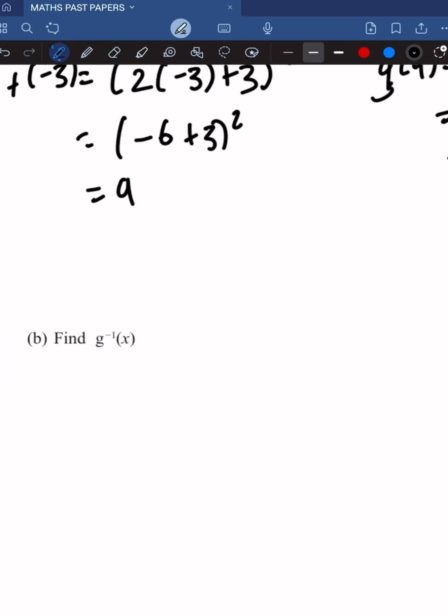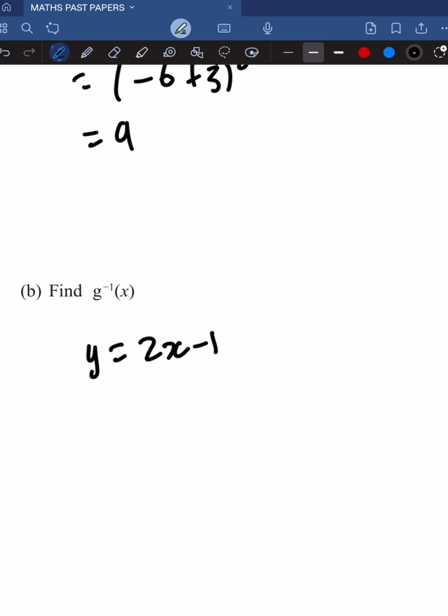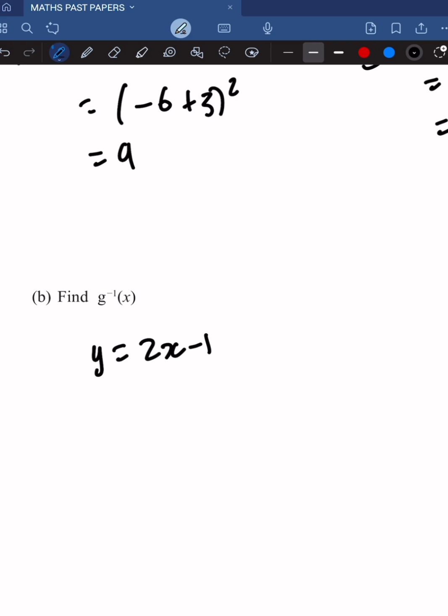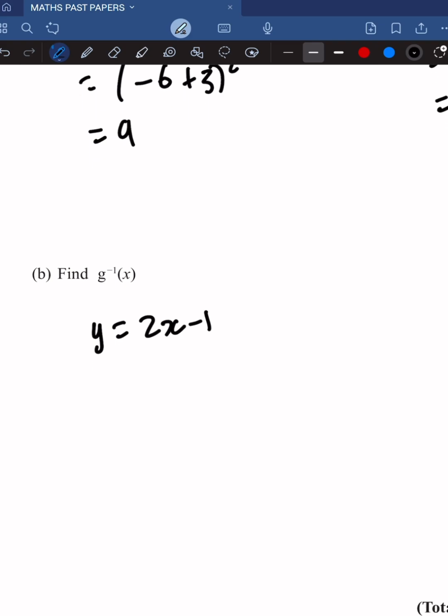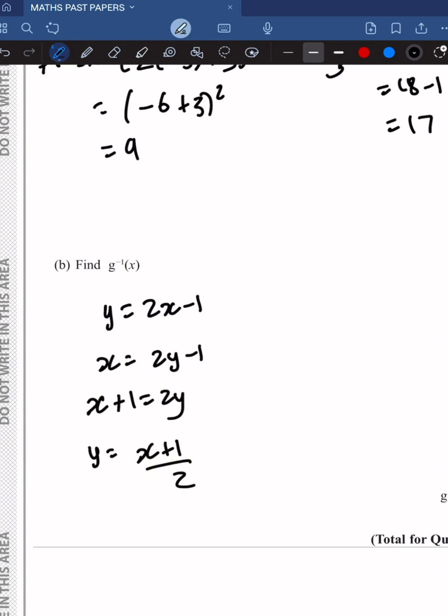Easy. Find g inverse of x. So let's just write g of x as y. So y equals 2x minus 1. Now there are two ways you can do this. You can either make x the subject, or you can flip the sign and make y the subject. Me personally, I like to flip the sign. So x is 2y minus 1. x plus 1 is 2y. And therefore y is (x plus 1) over 2. So your final answer is (x plus 1) over 2.